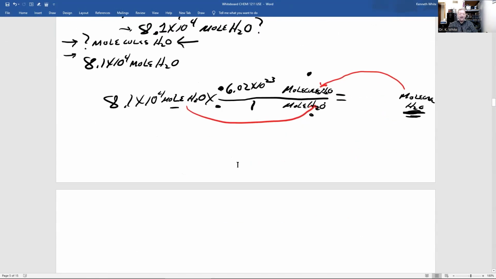And now, before I pick up my calculator, notice moles of water divided by moles of water, because this is underneath times that. And remember, anything divided by itself equals number 1, meaning it cancels out. This cancels out. I'm left with molecules of water. And now I can happily pick up my calculator, clear it, and now have 8.1 E 4, or 8.1 times 10 to the 4th, times 6.02 E 23, equal, and my calculator gives me this number.